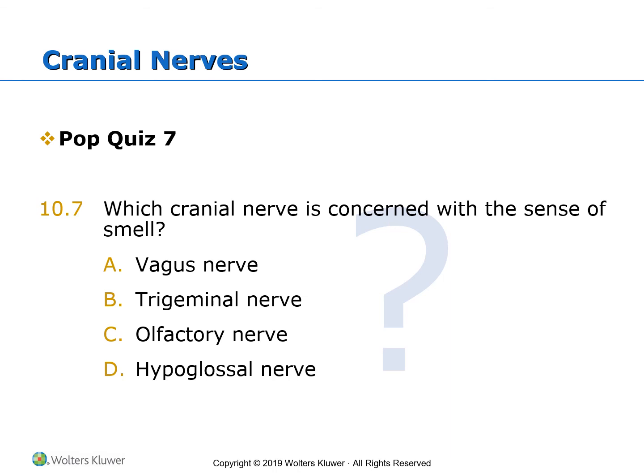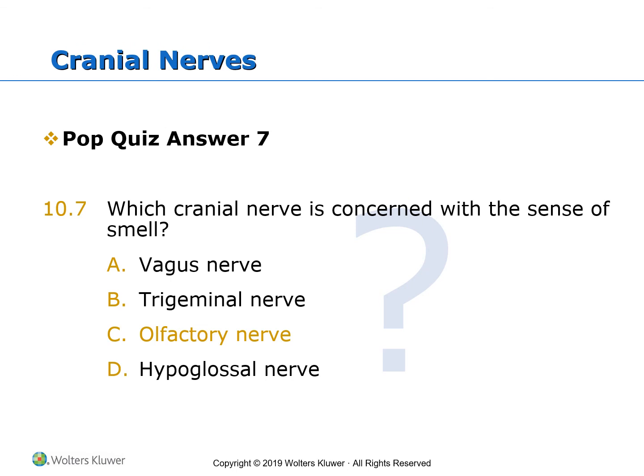Question number 7, which cranial nerve is concerned with the sense of smell? And the options are vagus nerve, trigeminal nerve, olfactory nerve, and hypoglossal nerve. The nerve responsible for the sense of smell is the olfactory nerve. Vagus nerve provides innervation for the thoracic and abdominal organs. Trigeminal nerve will provide sensorial information from the level of the face through 3 branches, while hypoglossal nerve commands the motility of the tongue.